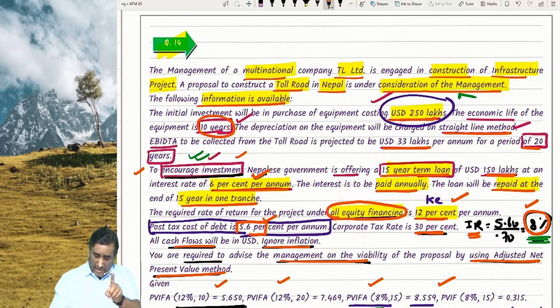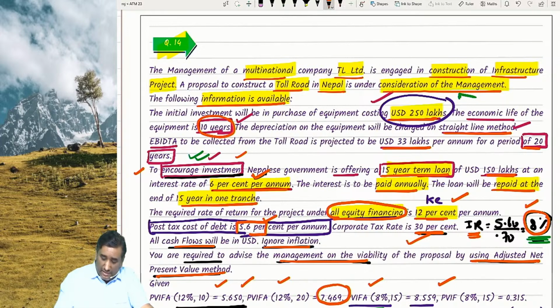33 million minus tax, what rate? 30% tax. You get PAT before depreciation. Multiply by how many years? Be careful please. Project life is what? EBITDA is for how many years? 20 years. Multiply by 20. How much do we get? How much was PAT? 23.1 and 20 years. How much you get? Present value of PAT before depreciation?